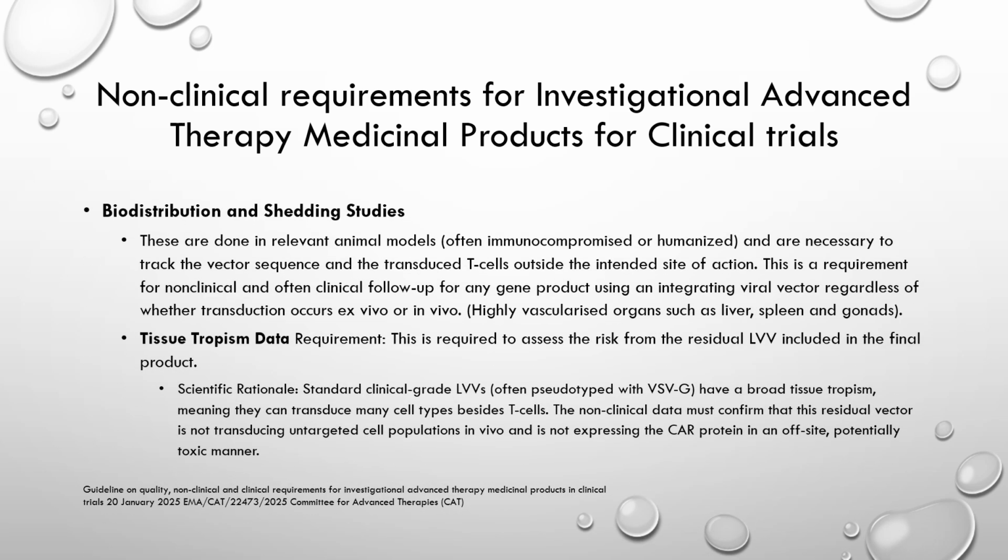Now, I want to talk about biodistribution and shedding because I mentioned it previously, but I didn't talk about it in much detail, and I've been doing a little bit of digging in regard to that. This is a requirement. These studies are done in the relevant animal models. They're often immunocompromised or humanized, and they're necessary to track the vector sequence and the transduced cells outside of the intended site of action. It's required for your non-clinical studies, and it's also required for your clinical follow-up studies.